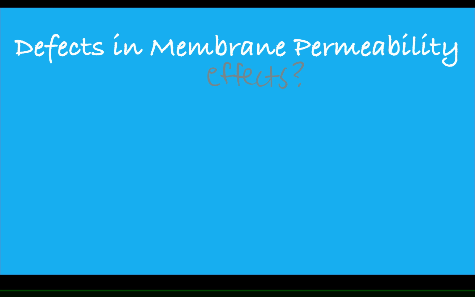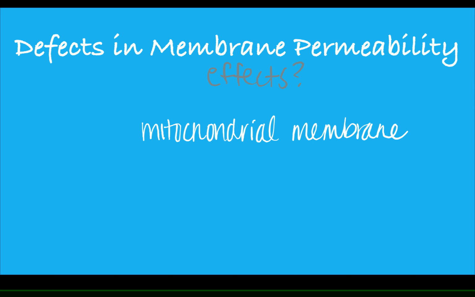So what happens if your membrane permeability is altered? Well, the first thing is your mitochondrial membrane is affected, because remember that pore is going to open in it. That's going to cause decreased ATP production, and the proteins that are released can activate apoptosis.